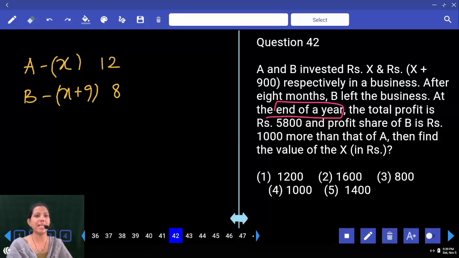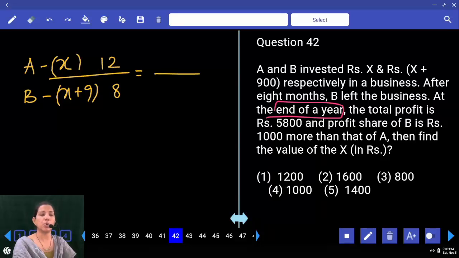A and B both started the business together. So investment into time is equal to profit ratio. What is the total profit? 5,400. And whose profit is 1,000 rupees more? B's profit is 1,000 more compared to A. B plus A value is 5,400. B minus A is equal to 1,000 rupees.